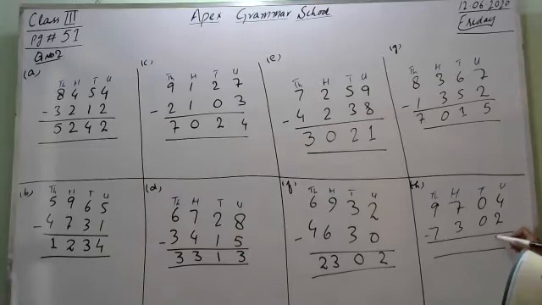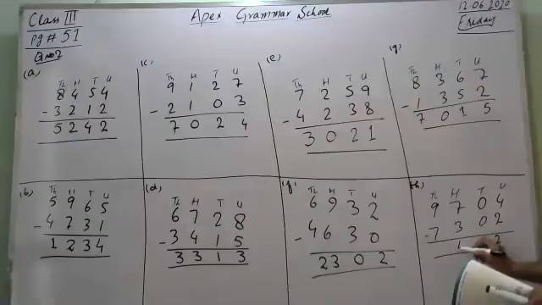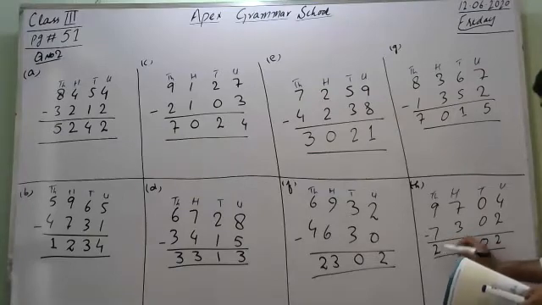Four minus two, this is two. 0 minus 0, 0, 7 minus 3, 4, 9 minus 7, 2.